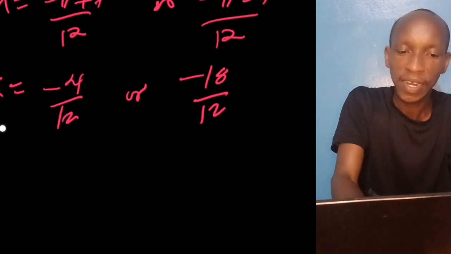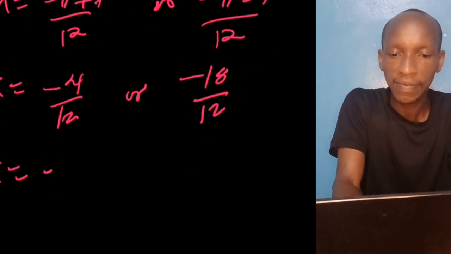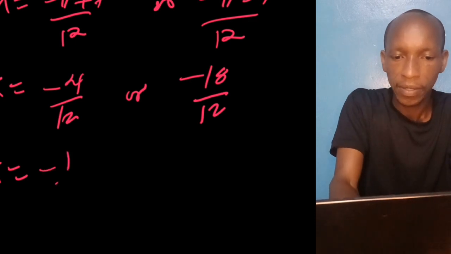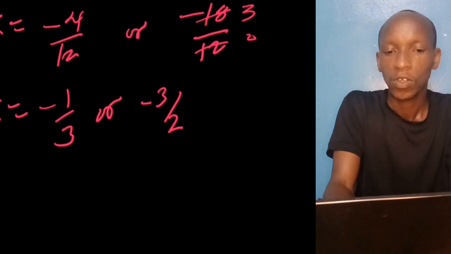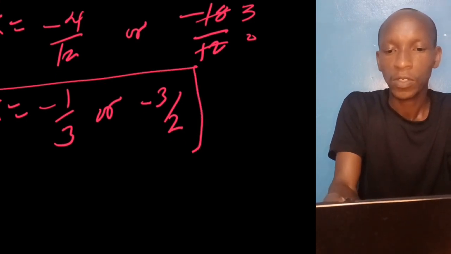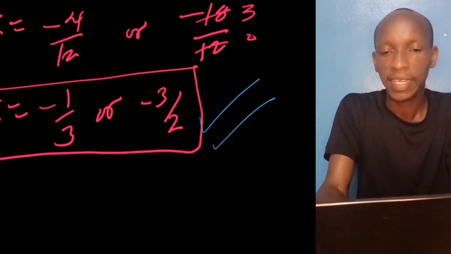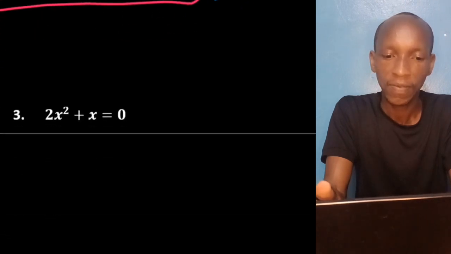So this one gives the value of x to be equal to negative a third, or negative 3 over 2. So this becomes the correct values of x. x is negative a third, or negative 3 over 2.